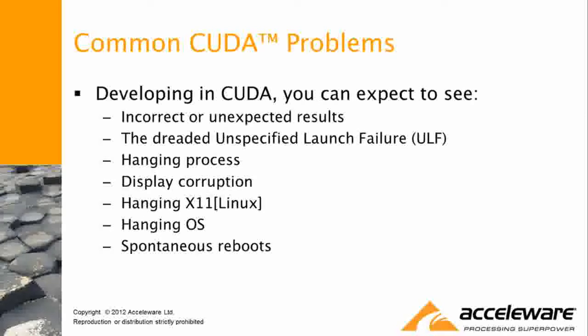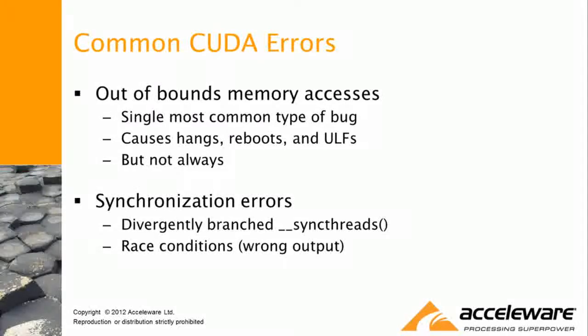In increasing likelihood, or decreasing likelihood, as in the top one is the most common, you're probably going to get wrong results, potentially. It can happen. Imagine that. We call it the dreaded unspecified launch failure. We see that too. You hang the machine. Display corruption, like I say, that's a lot of fun. If you're corrupting your display, nice work. You can hang Linux. You can just hang the OS. And you can also introduce complete spontaneous reboots, which are kind of difficult to debug because you're running to a point, but then the machine reboots. That one's tough to sort out. So you got to be careful there.